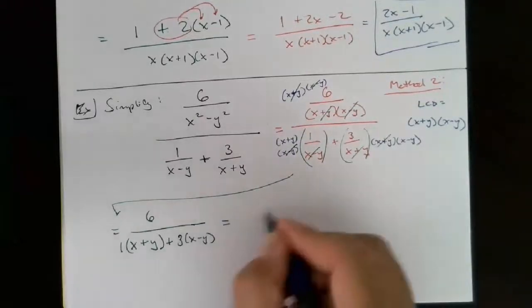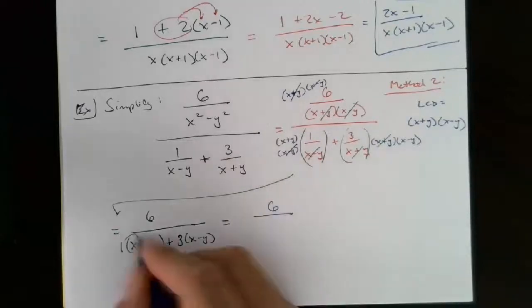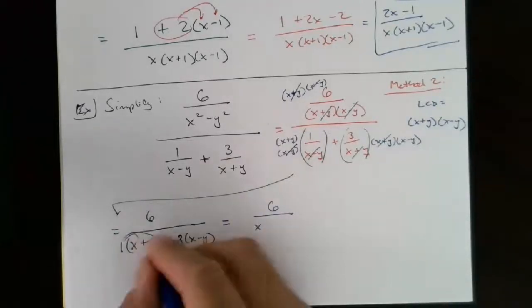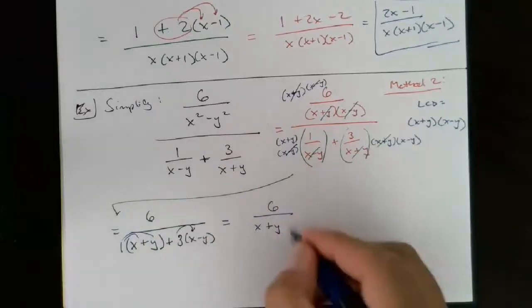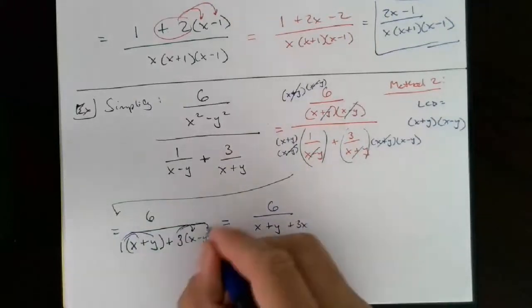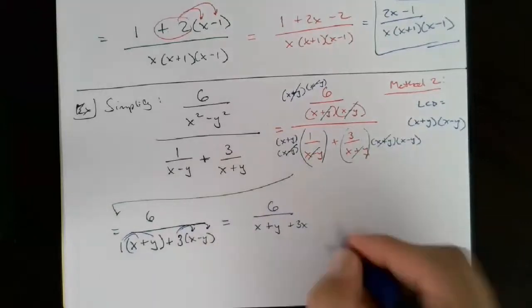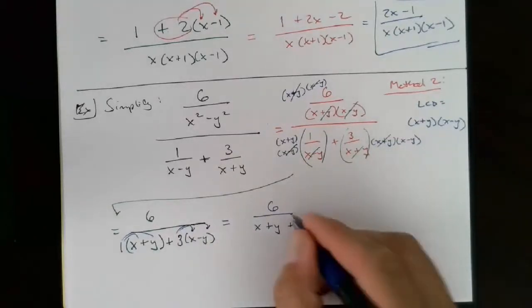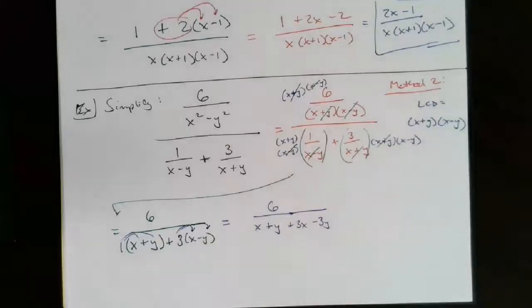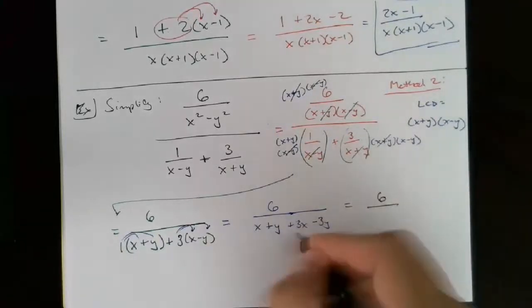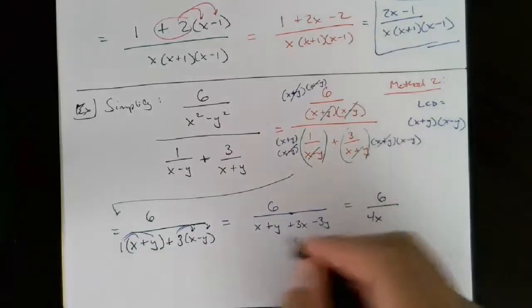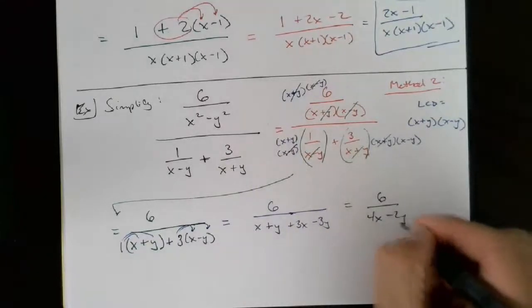So now we want to simplify this. You end up with 6 over 1 times x, which is just x. 1 times y will be plus y. And here you're distributing a positive 3, so you get plus 3x. And plus positive 3 times a negative y makes this minus 3y. You want to combine like terms. So we end up with 6 over x plus 3x is 4x. y minus 3y is negative 2y.